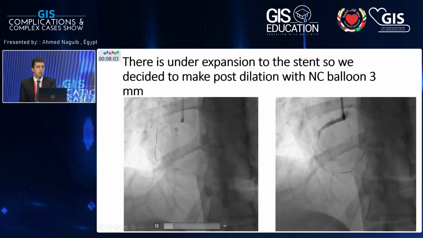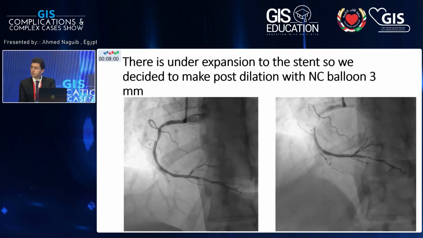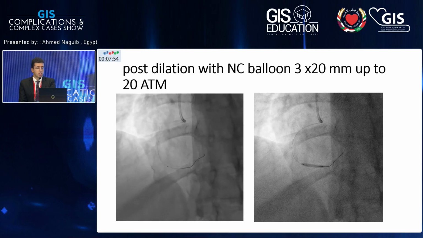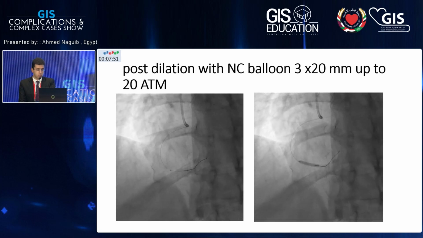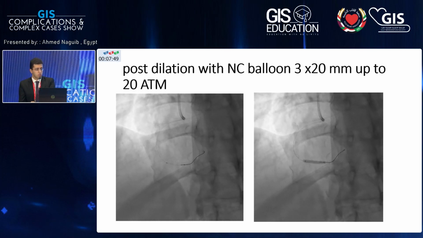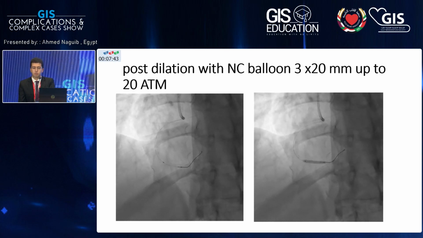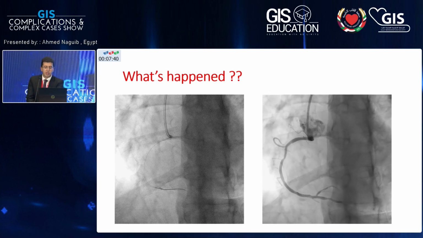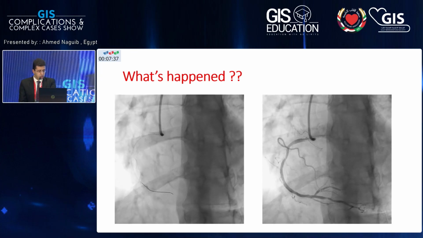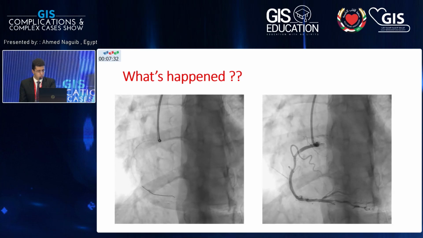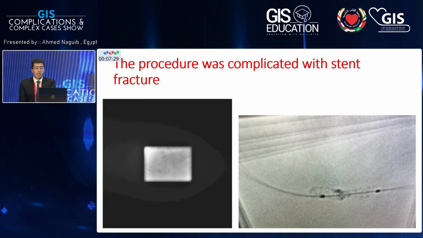So there is an under expansion, and we decided to do a post-dilatation by NC balloon, 3 millimeter, at 20 atmosphere. I think that when I put the non-compliant balloon, there is some resistance, but I think it is because the stent is under-expanded. So what happened here? I see a radio-opaque shadow in the distal RCA. The procedure was complicated by a stent fracture. As displayed by StentBoost, there is a stent fracture of the distal RCA.